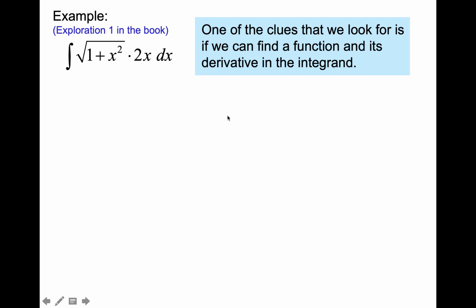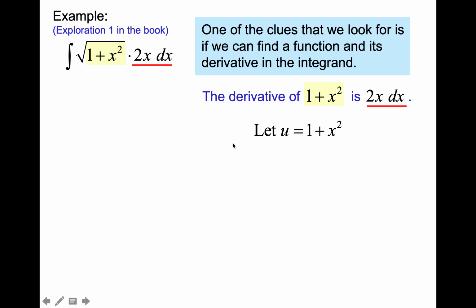One of the clues that you look for when you do the u substitution is a function that's inside here somewhere whose derivative is also there. For example, notice the function 1 plus x squared. What's the derivative of 1 plus x squared? Well, it's 2x, and there's a 2x right there. So that's what you're trying to look for when you are trying to set up a problem like this. So the derivative of 1 plus x squared is 2x dx. And so then we're going to let u equal 1 plus x squared.